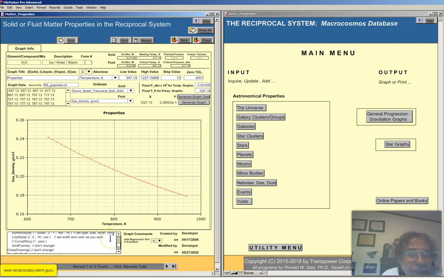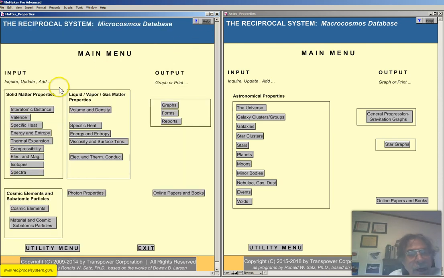All right, well, we covered a lot today. So you can just see that the reciprocal system is now fully computational. So now I've covered this entire Microcosmos database. I've already covered solid matter properties: interatomic distance, valence, specific heat, energy, and entropy, thermal expansion, compressibility, electrical and magnetic properties, isotopes, and atomic spectra.